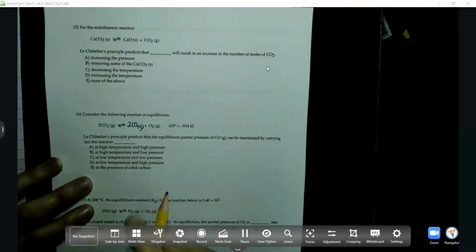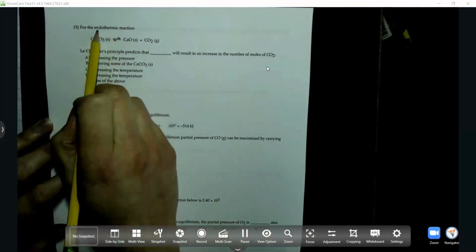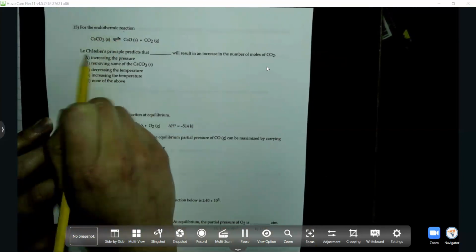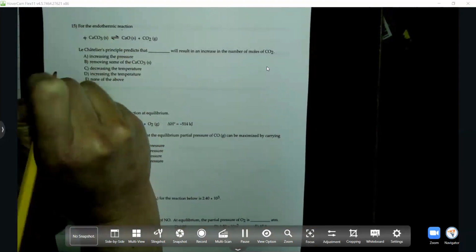All right, number 15. For the endothermic reaction, and then it asks about how Le Chatelier's principle applies to this. Before I go into this, I like to represent energy in the reaction so that I remember which way it's going to shift. So in an endothermic reaction, energy is required. You need energy in endo. So I write that on the reactant side of our equation.